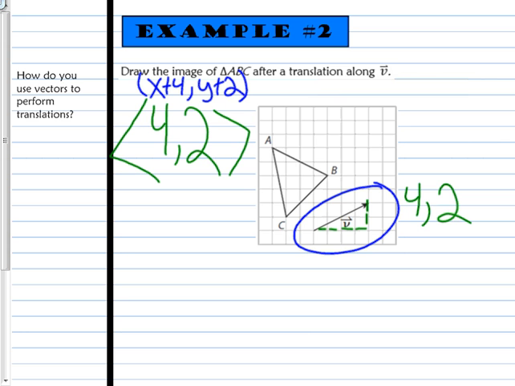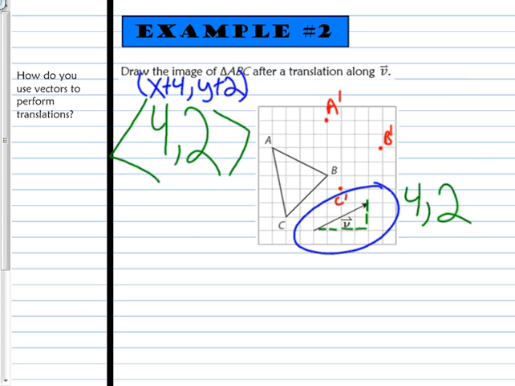So this shape, ABC, needs to move along this vector. We're translating it along the vector. So we're going to move every point to the right 4 and up 2, just like this vector line did. So for example, C, and I'm going to do this in red so we can see this a little better. 1, 2, 3, and 4, and up 2. There's point C, and then I'm going to do C prime, and then B is 1, 2, 3, 4, up 2. There's B prime, and then A is 1, 2, 3, 4, up 2, and there's A prime.